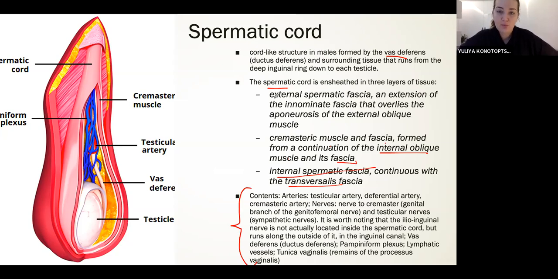And the most outer will be the external spermatic fascia, and it arises from the aponeurosis of the external oblique muscle. So very important to remember that the only thing that does not give you anything in the spermatic cord is going to be transversalis muscle. Anybody knows why? Why transversalis muscle does not give you anything in the spermatic cord?